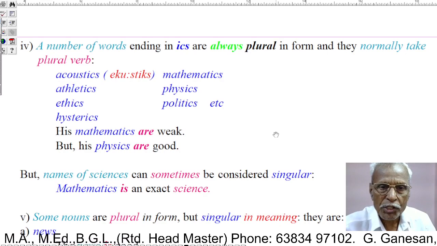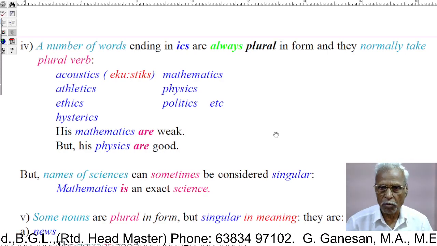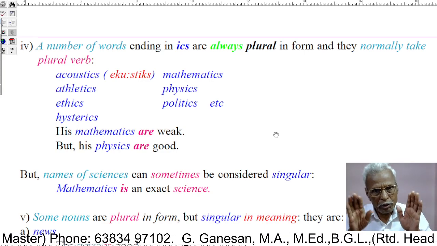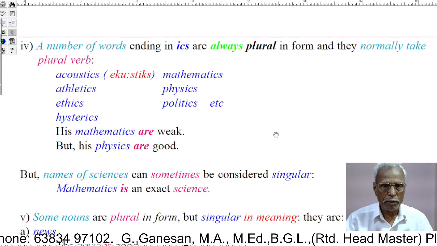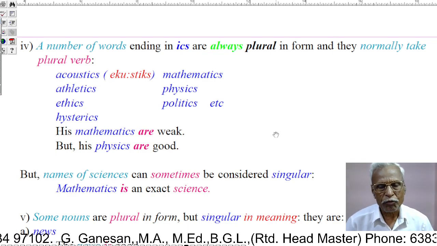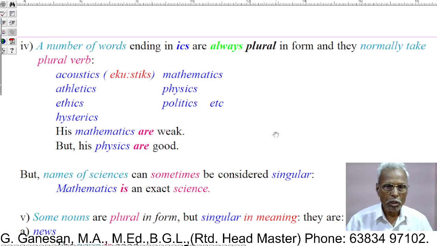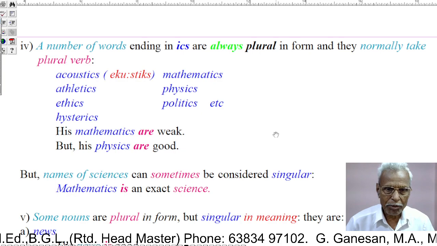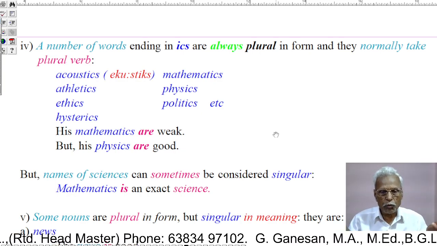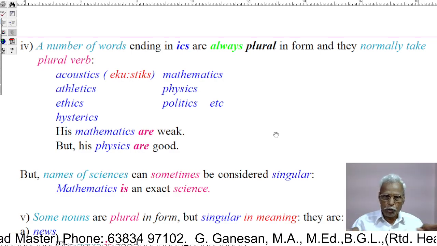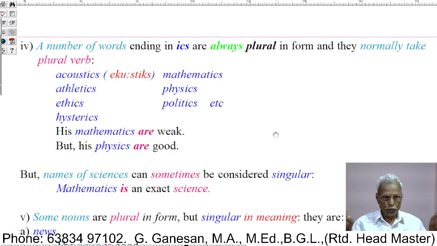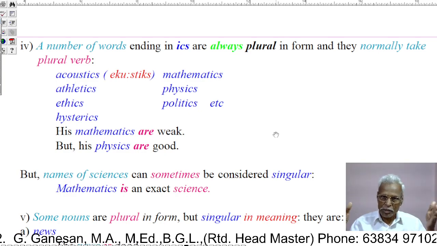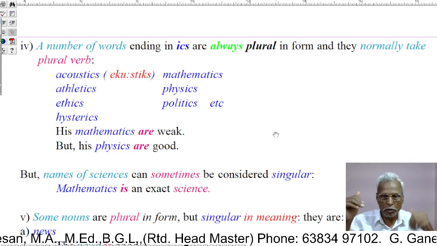Then 4. A number of words ending in ICS are always plural in form, and they normally take plural verb. Normally when a noun is used in the plural form, then the plural verb should be used. Here, a number of words ending in ICS. Examples: heuristics, athletics, ethics, historics, mathematics, physics, politics, etc. are used only in plural. Always used in plural, not in singular. His mathematics are weak, but his physics are good. Mathematics, plural. Physics, plural. So, we can use the plural verb.